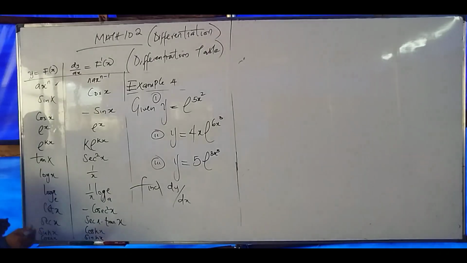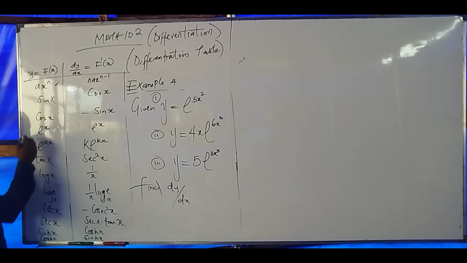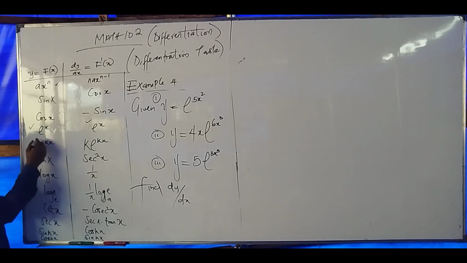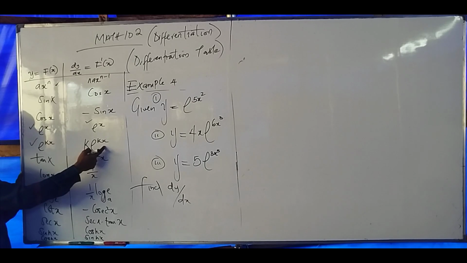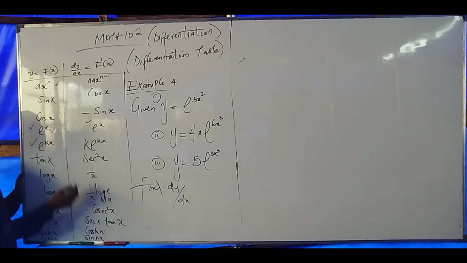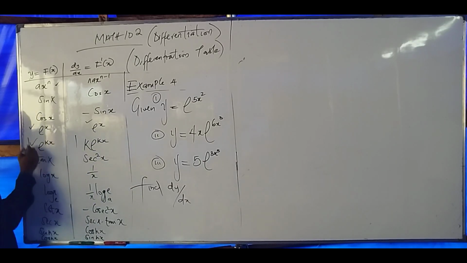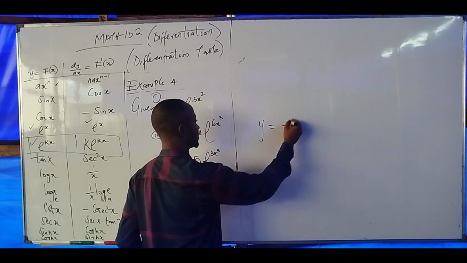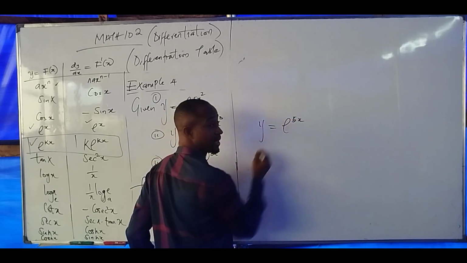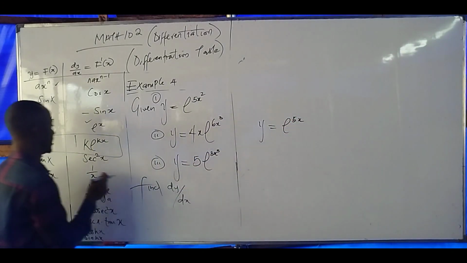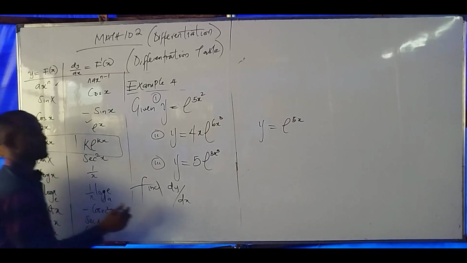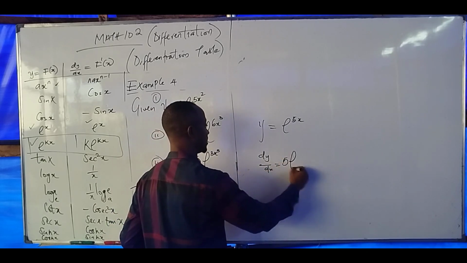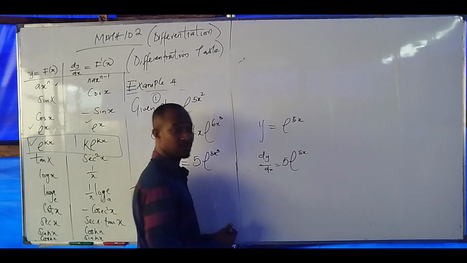Look at this here. If you differentiate exponential x, what do you have? Exponential x. If you differentiate exponential kx, what do you have? k exponential kx. Are you following? For instance, let's say we are given y equals exponential 5x. This 5 represents the k, right? What will be your dy/dx for this? It is 5 exponential 5x. Is it not so?